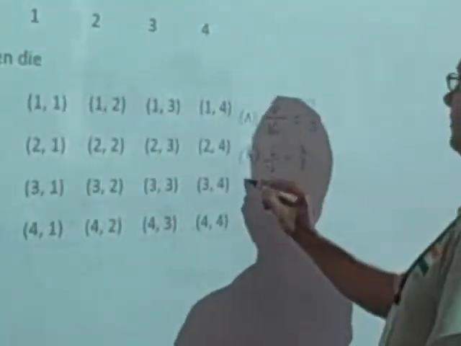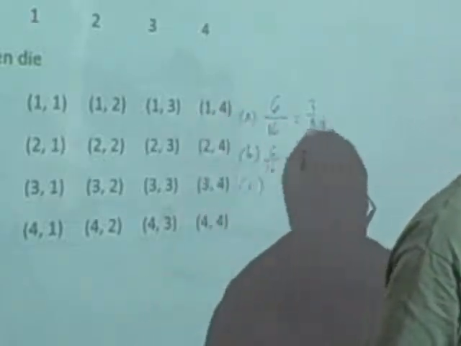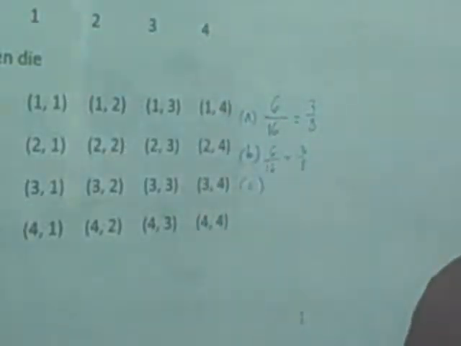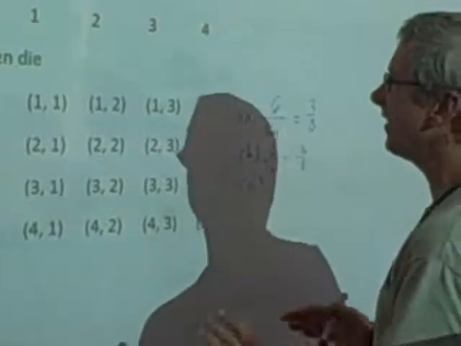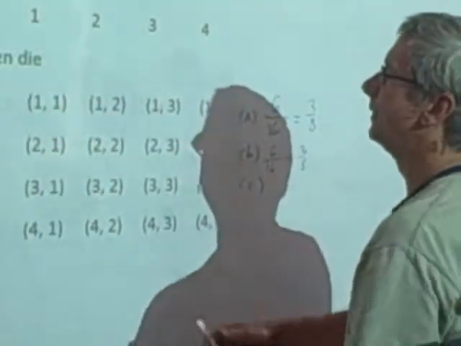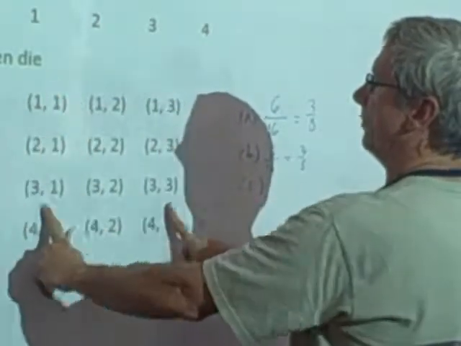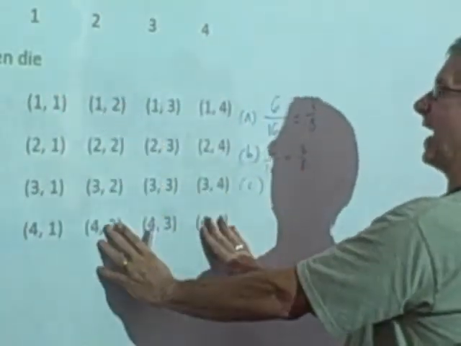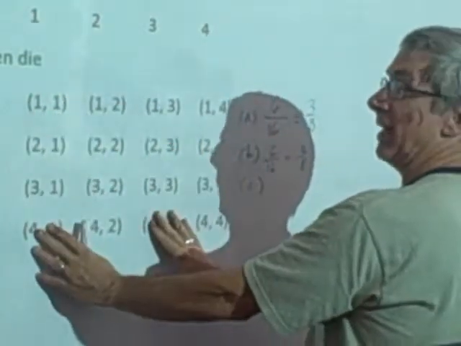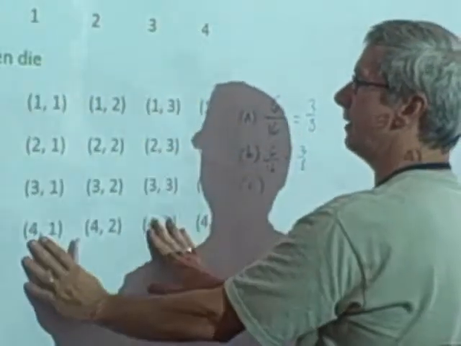Part C. What does C ask? C asks, what's the probability the red die shows an odd number and the other one shows an even number? So if the red is odd, there's 2 ways that can happen. It could be 1 or 3. So these are odd. These outcomes are not in my set. These might be or might not be, because at least the red part is odd.